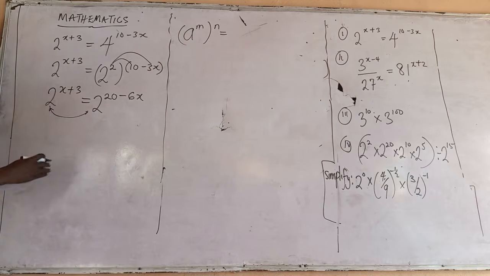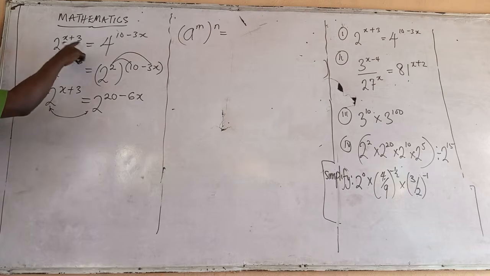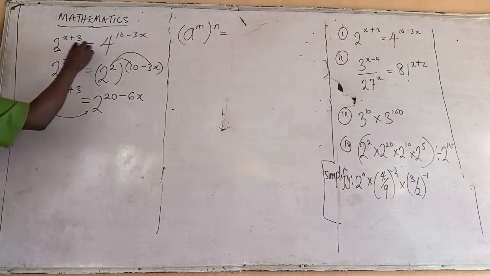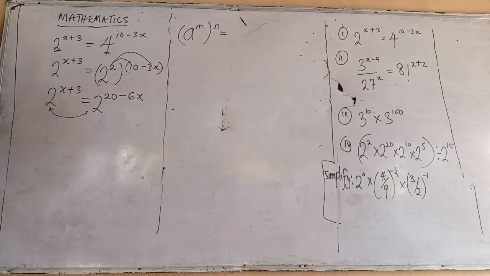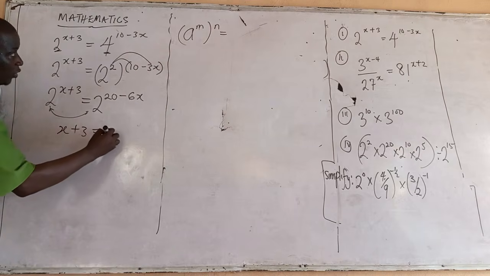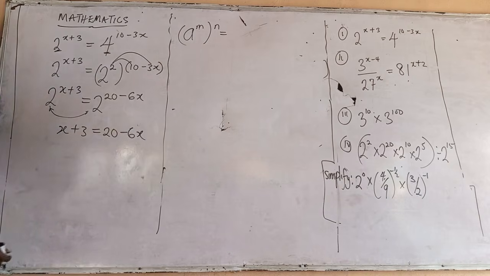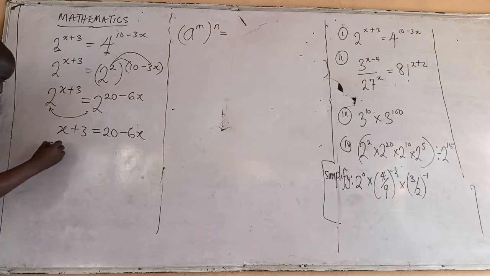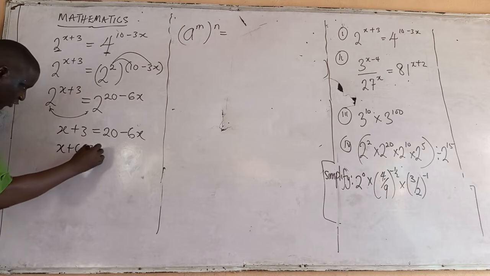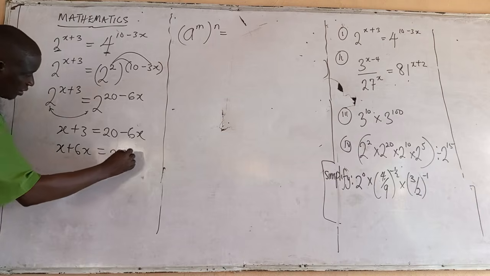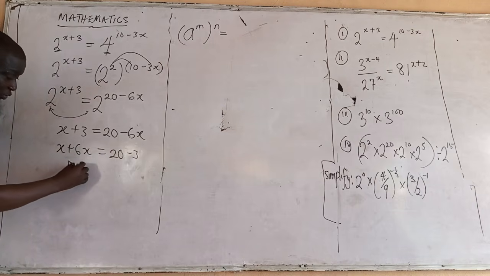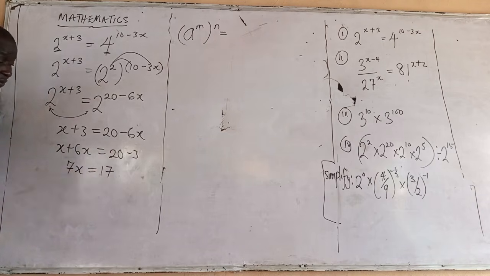So we can now compare their power. That means we equate their power now, since the bases are now equal. We cannot equate their power here because the base here is not equal to the base here. So we have achieved that. Then we can go ahead to say x plus 3 equal to 20 minus 6x. So what do we have now? Take this one to the other side. What do you have? x plus 6x equal to 20 minus 3. So this gives us 7x equal to 17.